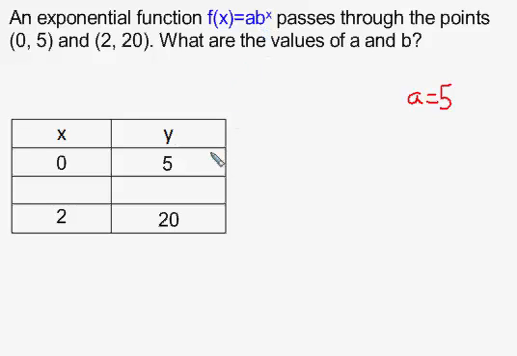b can be thought of as the multiplier that's applied to get from one output to the next every time x goes up by 1. The problem is we do not know the numbers in this chart because they didn't tell us what happens at x equals 1. They told us what happens at x equals 2. But you can think of getting from x equals 0 to x equals 2 as sequentially adding 1 twice. So when I move from x equals 0 to x equals 1, there is some multiplier b, for which if I took 5 and multiplied by b, I'd get this number. And then if I multiplied by b again, I would get to 20.